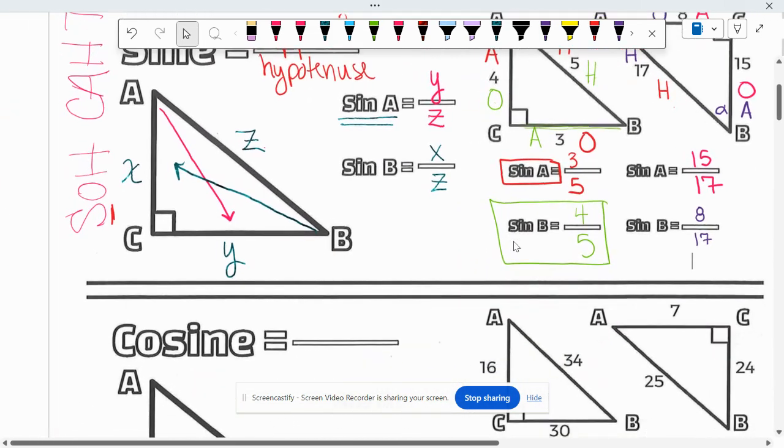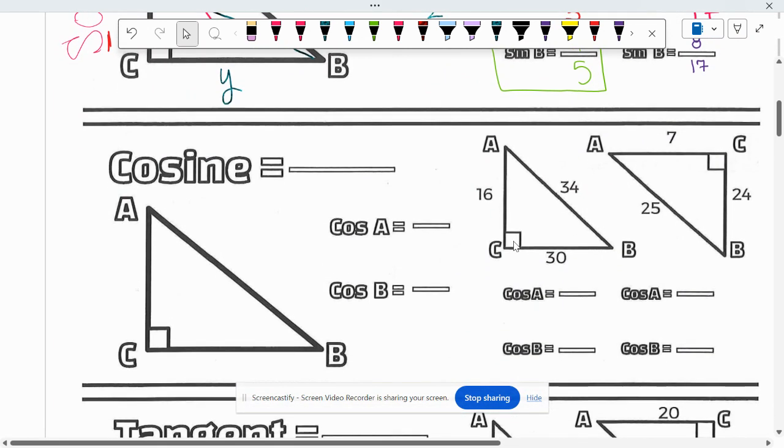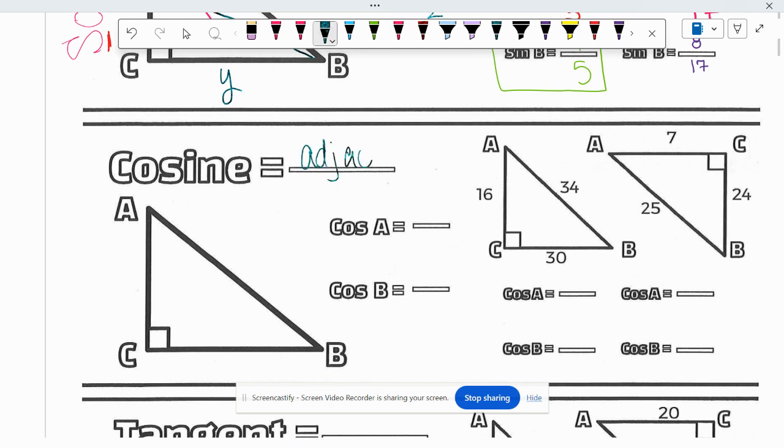Okay, I'm going to shrink it up and we're going to talk about cosine. So cosine, CAH, stands for adjacent over the hypotenuse. I'm going to call these sides J, K, and M. So from angle A, what side is adjacent, meaning it's touching angle A, and then the hypotenuse? Adjacent side and hypotenuse: J and K. So it's J over K.